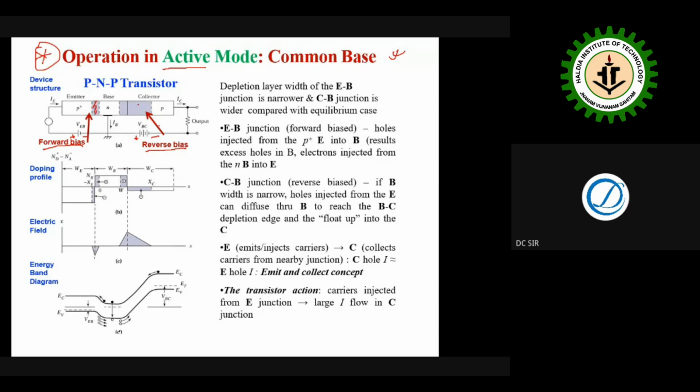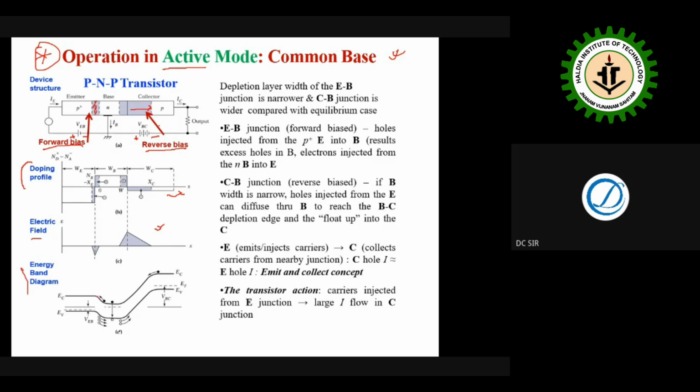So the depletion width at the collector side increases, both sides increase, but more on the collector side. This is the reverse bias. Okay, so depending on that doping profile, like this picture, an electric field like this picture. So in case of the energy band diagram, what happened?